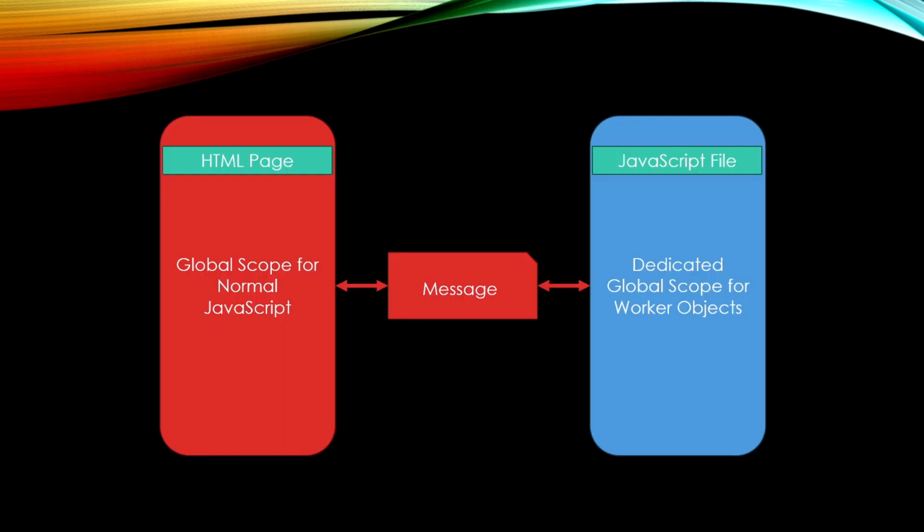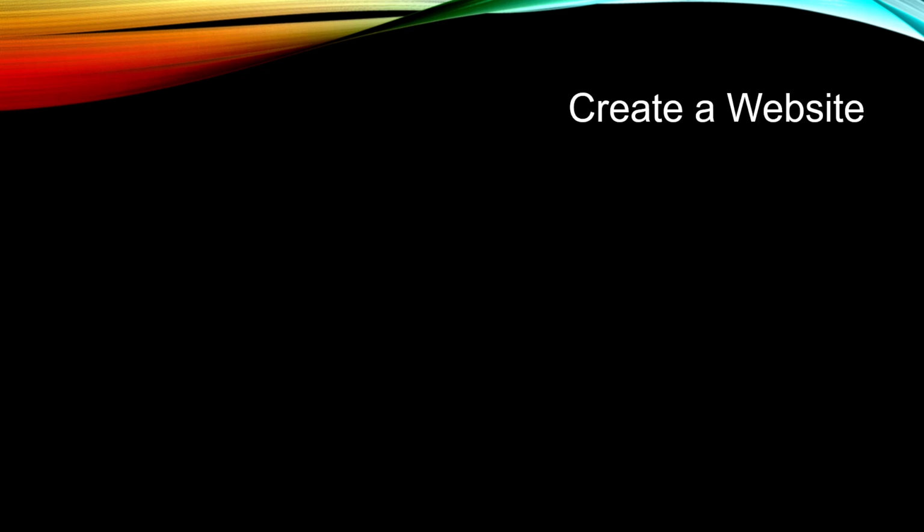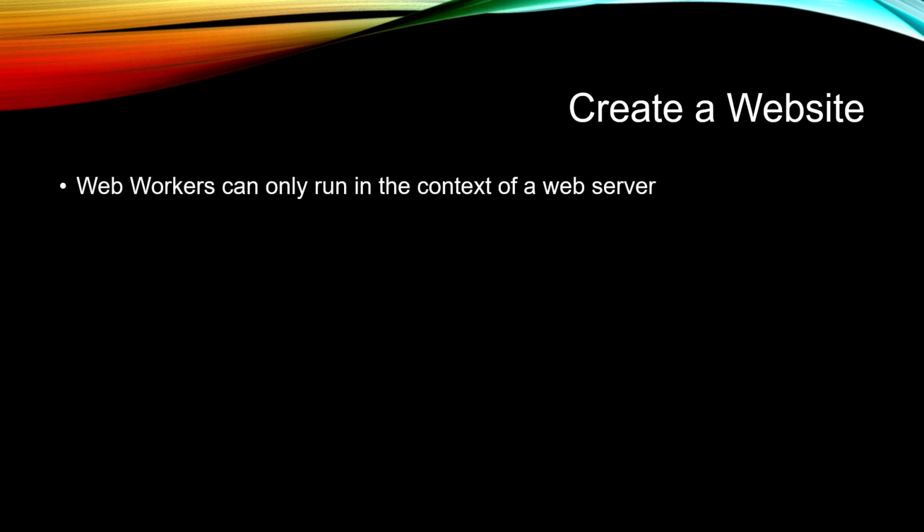What do I mean by that? Well, in an HTML page, you have the global scope for all your variables, functions, and everything in normal JavaScript. But in a JavaScript file that is a web worker, it's a dedicated global scope. So the two are basically in separate areas of memory. That's why we have to do what's called passing messages between one and the other, because you can't affect one scope from the other.